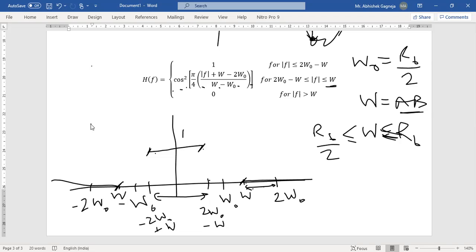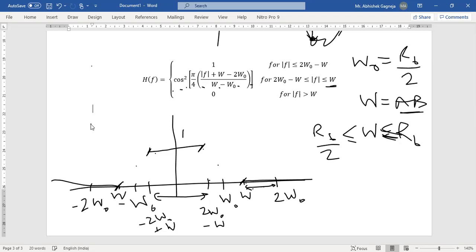Then the last question that remains is what is going to be the value at the point W naught? When you check it, you observe cos square of pi by 4 multiplied by W minus W naught over the denominator, where the numerator and denominator get cancelled. So you have cos square pi by 4, or half. So the same half point at both these cases.